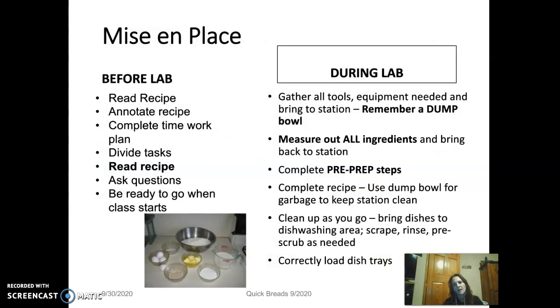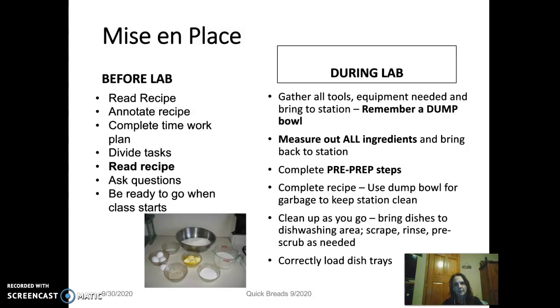So mise en place, for your lab, you need to, before you come to class, read the recipe, annotate the recipe, complete a timed work plan. Divide the tasks with your partner so that you know who's doing what. Read the recipe again, ask questions, and be ready to go when class starts. Remember, mise en place is everything in its place, so you should have everything out and measured before you start mixing things together.